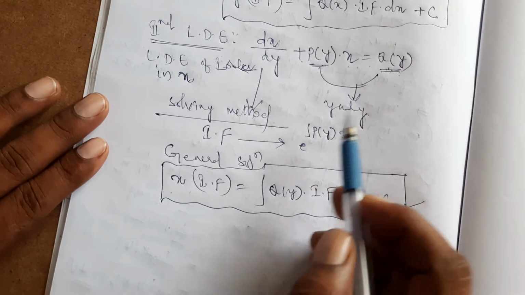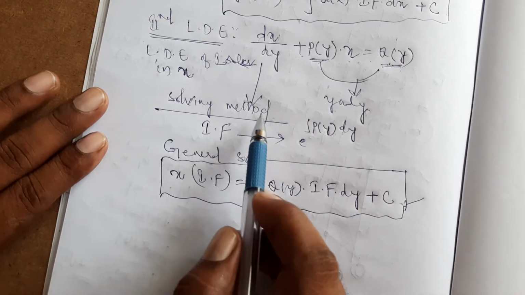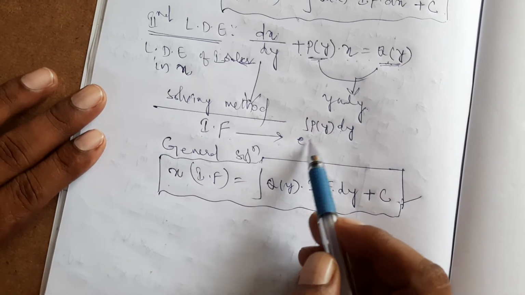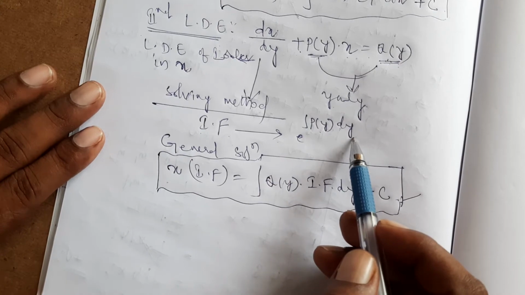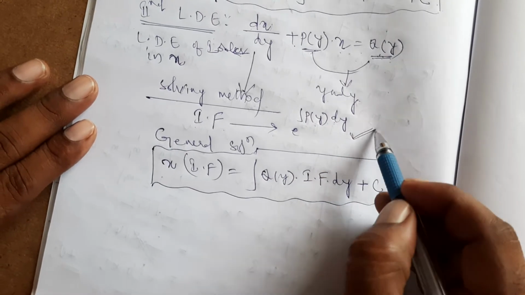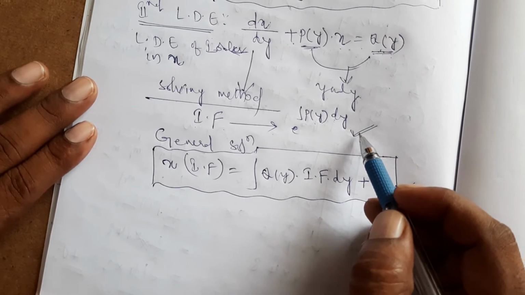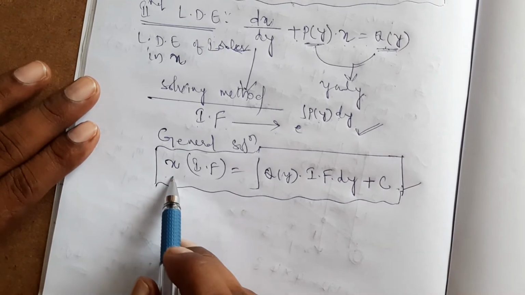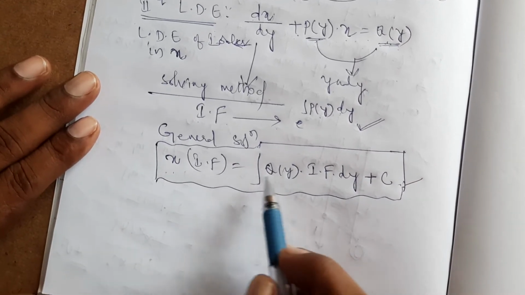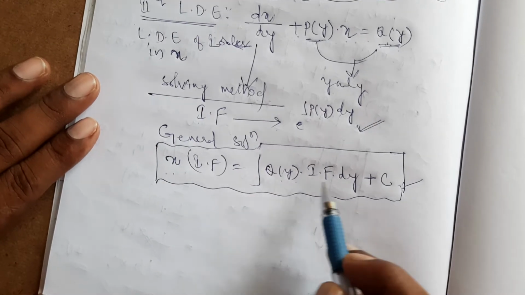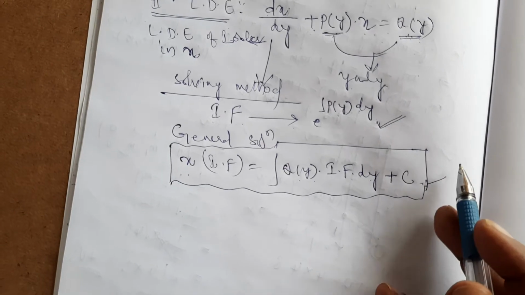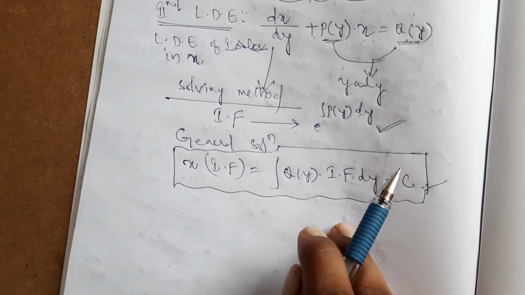For this one, the first step is finding the integrating factor. How can you find the integrating factor? First of all, e power integral p of y dy. After finding the integrating factor, as usual in the first method, we can find the general solution. In the general solution, x into integrating factor equals integral q of y into integrating factor into dy plus c. If possible, I will give you one example.